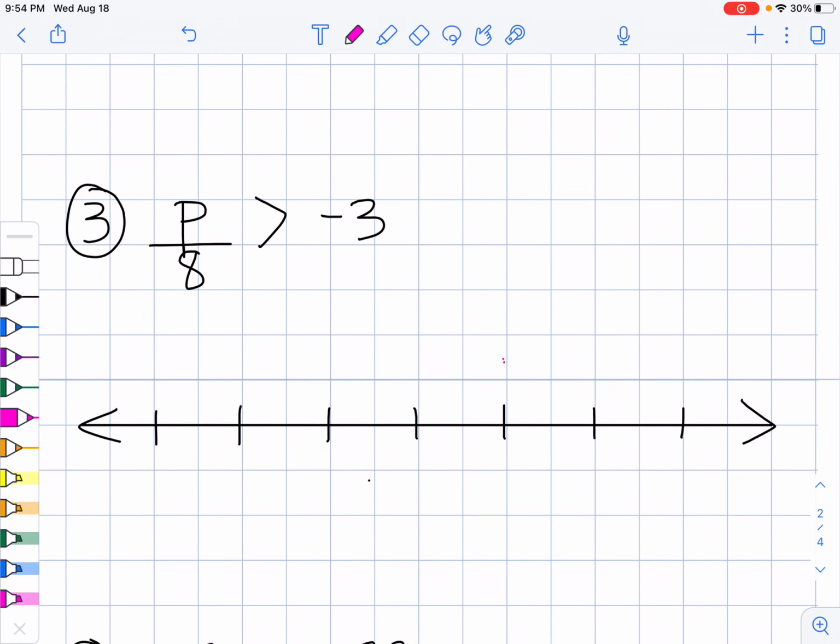This says p divided by 8 is greater than negative 3. To solve, I'm going to put my line down my inequality to make sure whatever I do to one side, I do to the other side to keep it balanced. So I have to get rid of this 8 here. P divided by 8. What is the opposite of dividing? You got it, multiplying. So I'm going to multiply both sides by 8. These 8s are going to go away. I get p is greater than negative 3 times 8, which is negative 24.